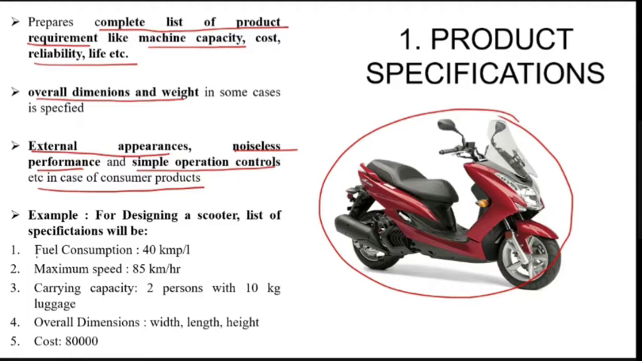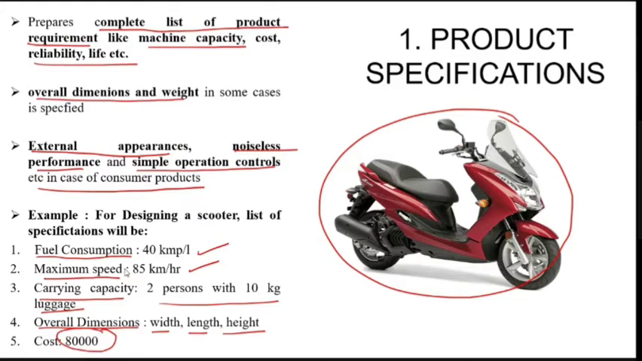Let us say fuel consumption first of all. You have to decide that your bike or your scooter should give 40 kilometers per liter. Then maximum speed 85 kilometers per hour. Carrying capacity 2 persons with 10 kg luggage. Let us say overall dimensions, what is the weight, what is the length, and what is the most important, cost. So your cost is, let us say, up to 80,000. So this is called preparing the list of product requirements.